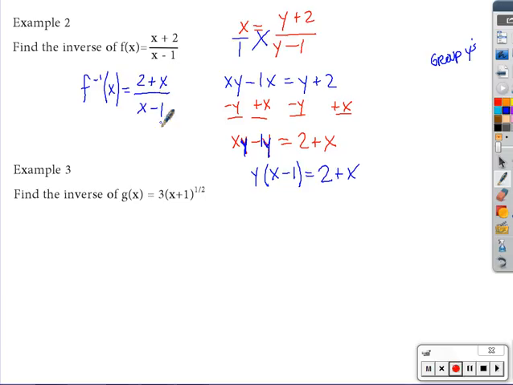Now this just happens to be a situation where the inverse is equal to the original function. That's called a one-to-one function. Special case. Doesn't always happen that way.